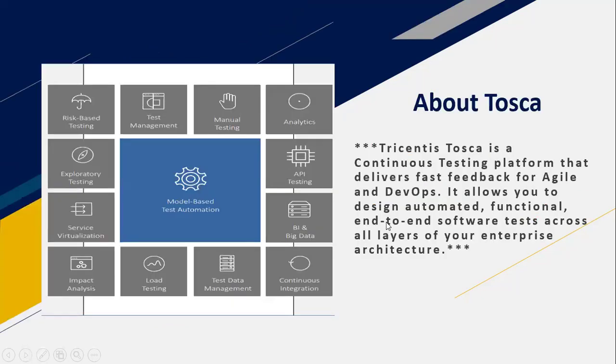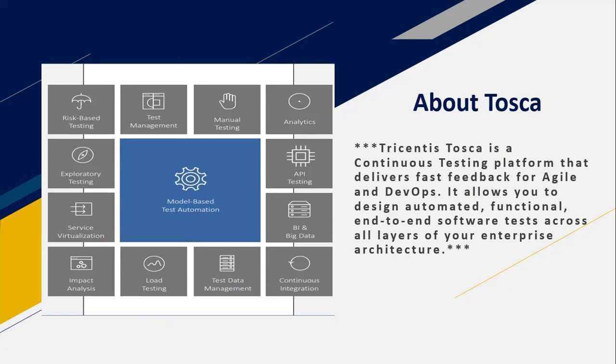Let's go one by one. So let's know about Tosca automation. What are the things we can do from the Tosca point of view? Tosca is a continuous testing platform that delivers fast feedback in an Agile and DevOps manner. So if you're working in an Agile and DevOps manner, and the customer is expecting fast deliveries and feedback from the testing department, yes, we can deliver that within a fast feedback step.